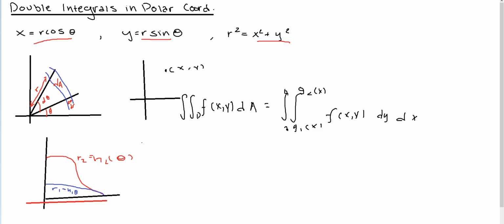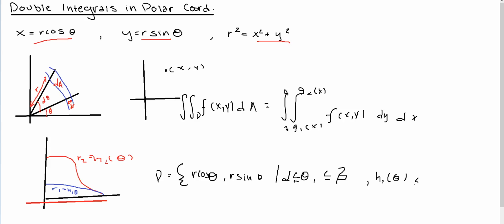And now using this, we can interpret this idea in polar coordinates. So essentially what we're saying is that D is equal to the region with x equal to r cosine theta, and y, obviously, equal to r sine theta, and it is bound by alpha, which is less than or equal to theta, which is less than or equal to beta, and r is bound between h1 of theta and h2 of theta. And essentially that would be our domain.